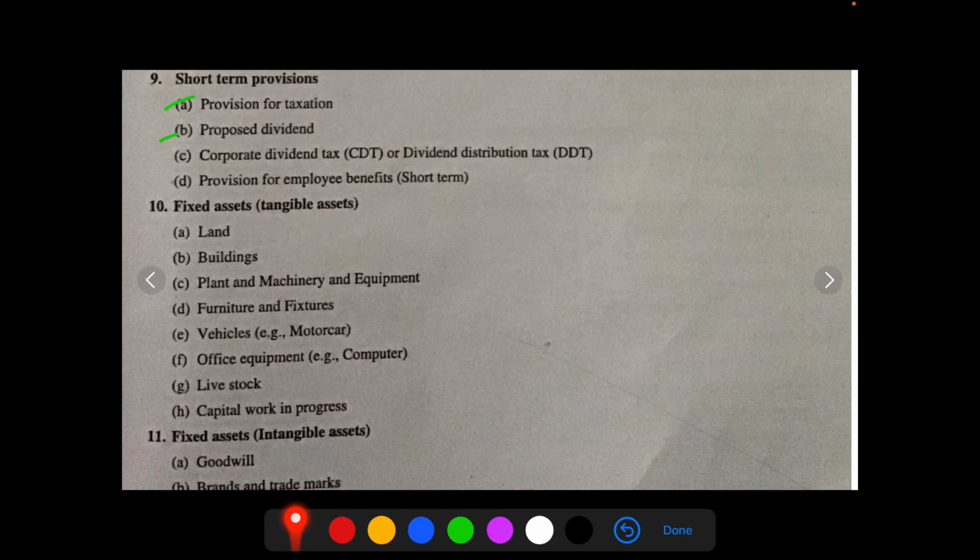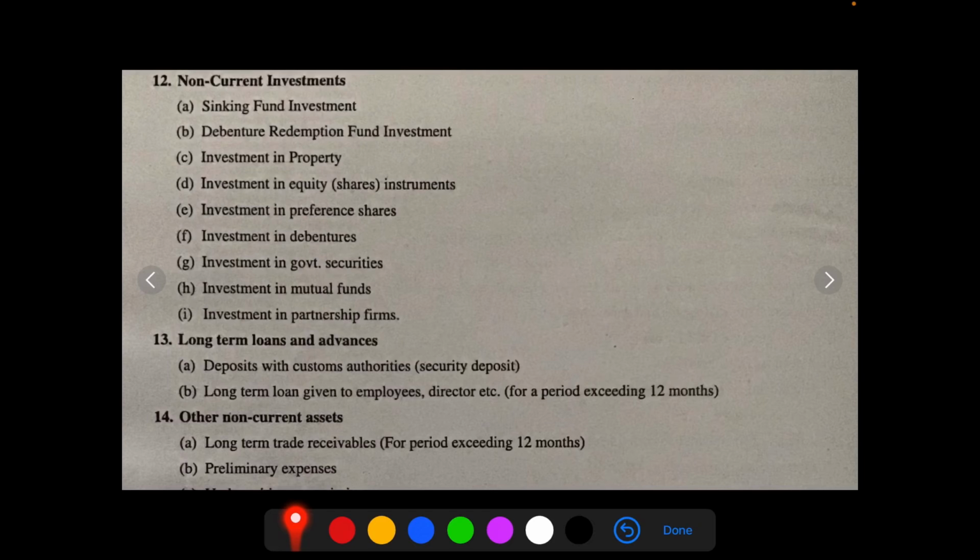In case of fixed assets, we have two important categories under that. One is tangible assets, another one is intangible. Tangible means what you can touch and feel. Intangible is what you cannot touch and feel. Such assets are called intangible. Non-current investments, under this category, you can learn about investment in debentures, investments in government securities, or maybe investments in property. Long-term loans and advances. Over here we have deposit with customs authorities, a long-term loan given to employees, and so on. Here the business is giving a loan to its employee, which is considered as an asset. That means employees are going to pay back the money, so it is considered a business asset.